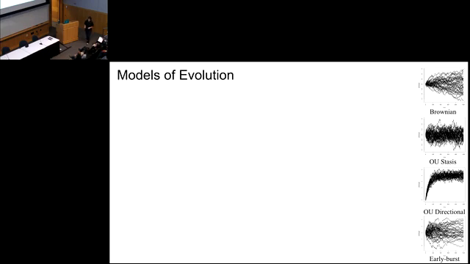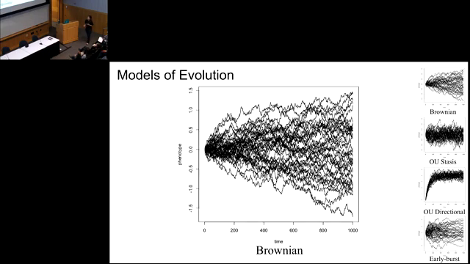So a quick review of some of the different models of evolution. Brownian, which is also known as the random walk model, says that the amount of variance in a phenotype distribution increases proportionally with time. So we've got time on the x-axis, some random phenotype on the y. The mean is going to stay the same through time, but the variance increases.